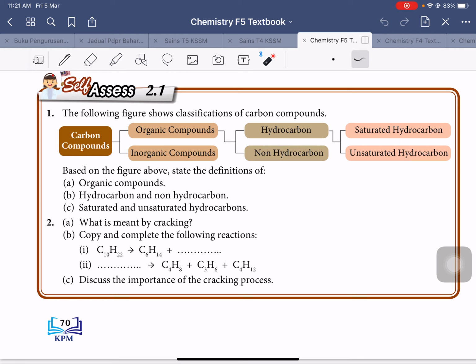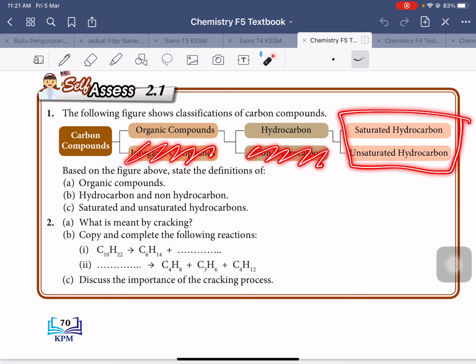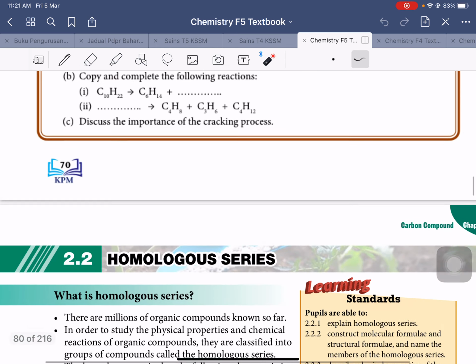In our syllabus we will focus more on organic compounds, which are hydrocarbon and non-hydrocarbon. Under hydrocarbon, we will learn about saturated hydrocarbon and unsaturated hydrocarbon. Please bear in mind that we are not going to focus on this one; you focus on it in Form 6. Also not this one, but starting from the next subtopic, we are focusing on saturated hydrocarbon and unsaturated hydrocarbon.